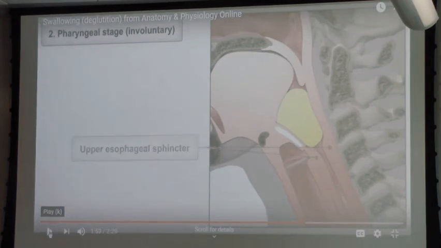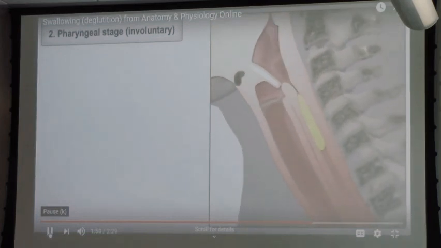There's our first sphincter. We're going to see more than one. This is a sphincter that relaxes to allow a bolus of food to get from the mouth into the esophagus. We're going to see several of these. Sphincter is smooth muscle. It contracts to close and it relaxes to open.